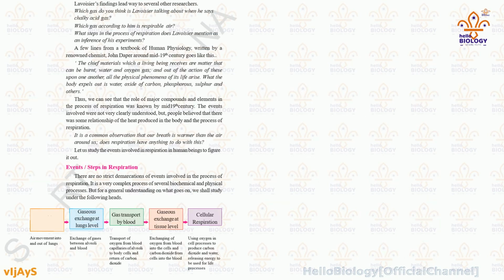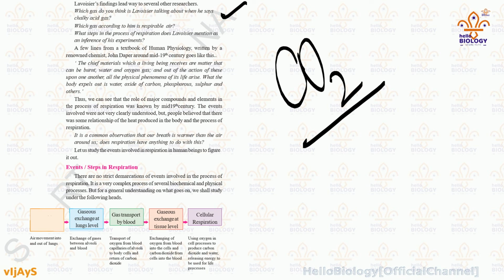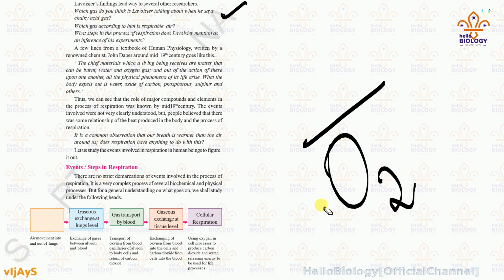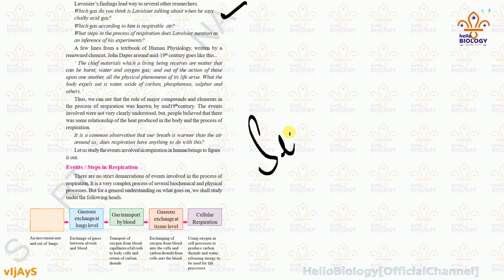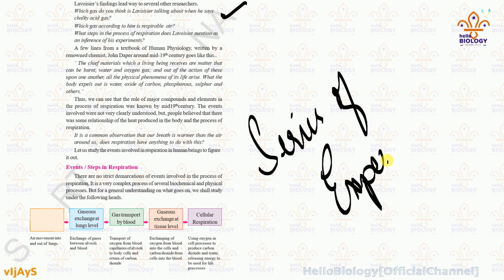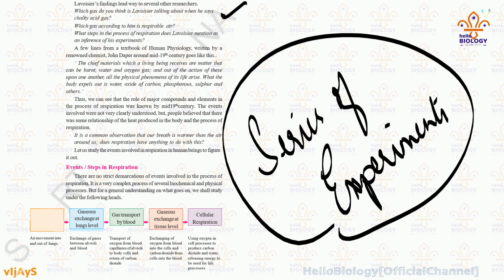Next, we have some questions. Which gas do you think Lavoisier is talking about? He says chalky acid gas. It is definitely carbon dioxide. Which gas, according to him, is respirable air? It is definitely oxygen. What steps in the process of respiration does Lavoisier mention as inference of his experiments? He conducted a series of experiments, which he took as reference.